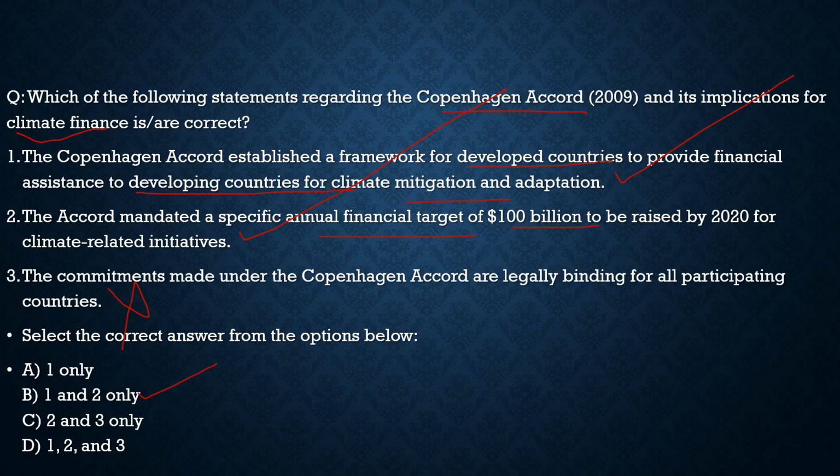With this, I hope you got the basic understanding of the Copenhagen Accord, and also the basic understanding of the role of the developed and developing countries, how they are differentiated with respect to curbing global emissions and reducing global temperatures. With this, let's move to another question and try to solve that.